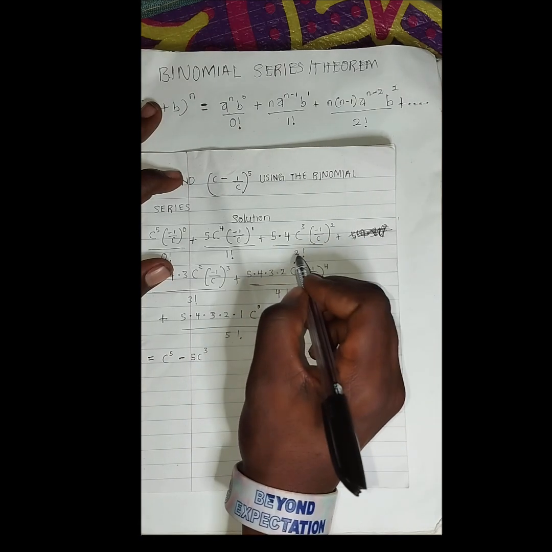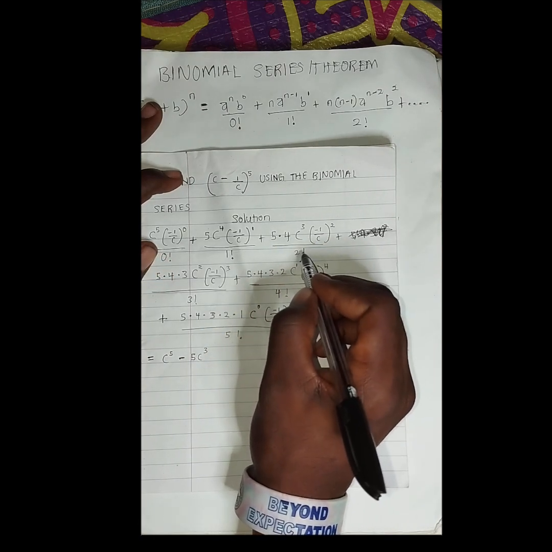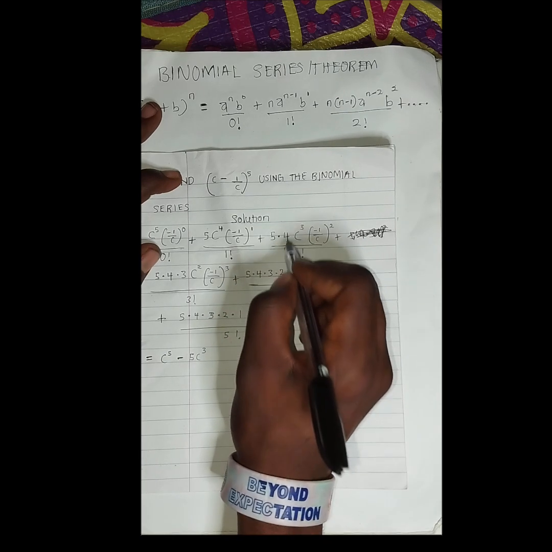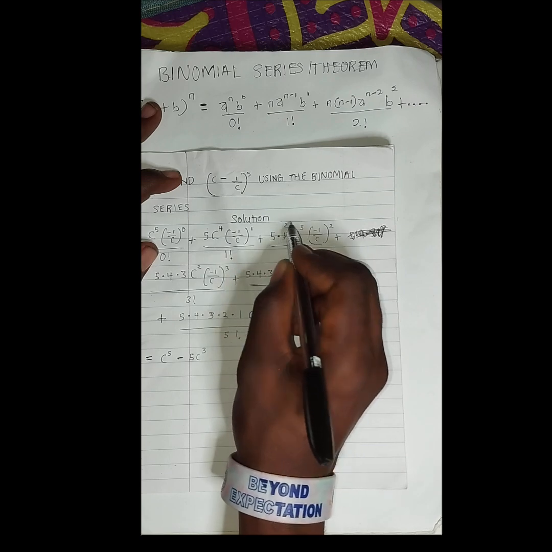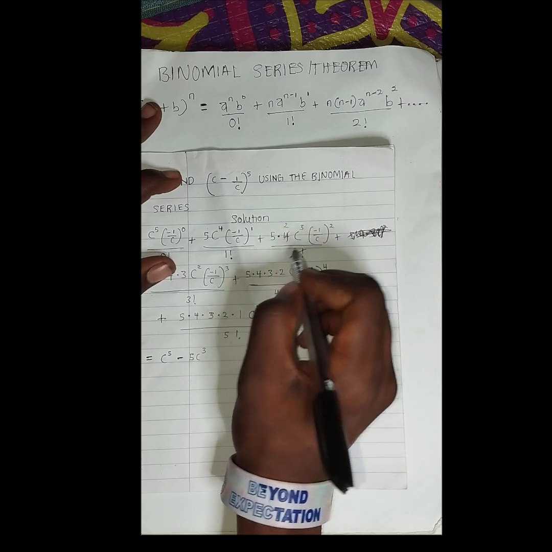We are done. Let's move to the next. 2 factorial is 2 times 1, which is still 2. And 2 can break this 4. We'll be left with just 2 here. 5 times 2 is what? 10. So we have 10.